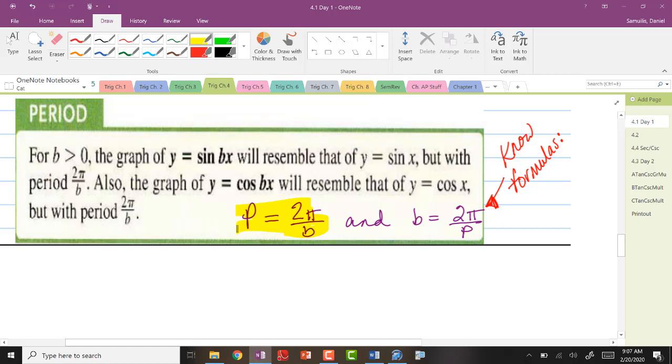Period equals 2 pi over b. And then just like in the Get Triggy With It video, these two can be switched, and it's sometimes nice to know that b equals 2 pi over the period. And then we're going to use that on the question I probably won't be able to finish.